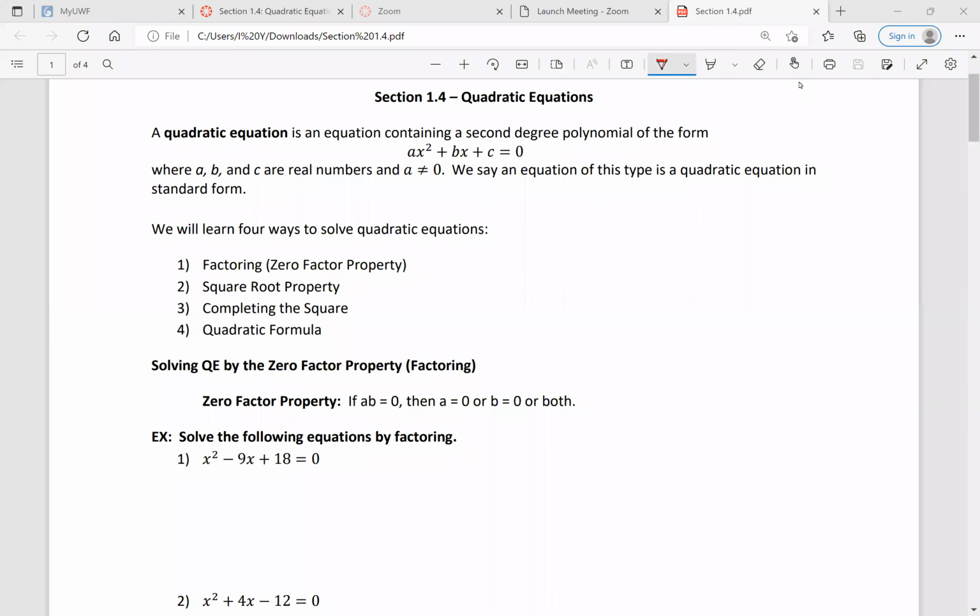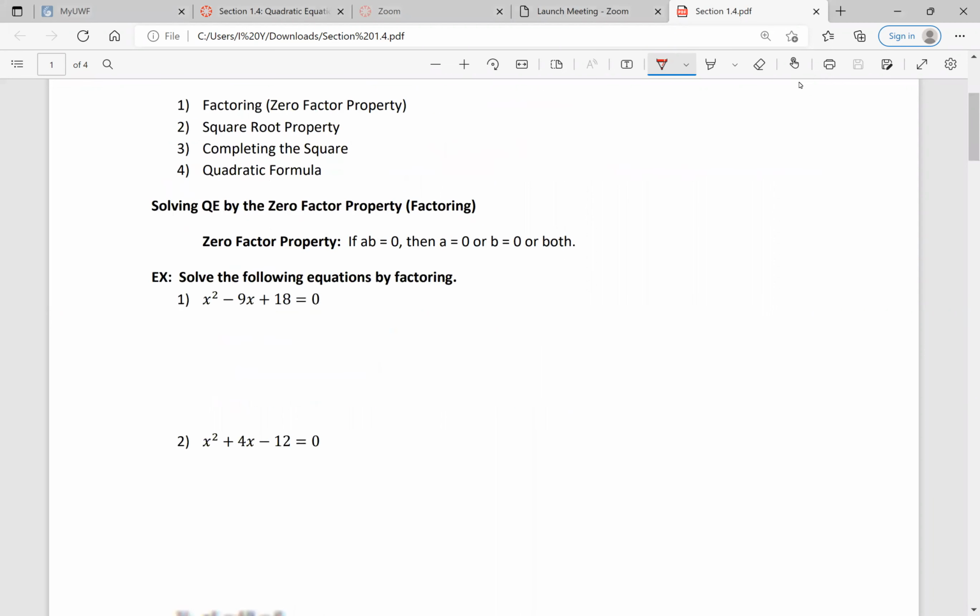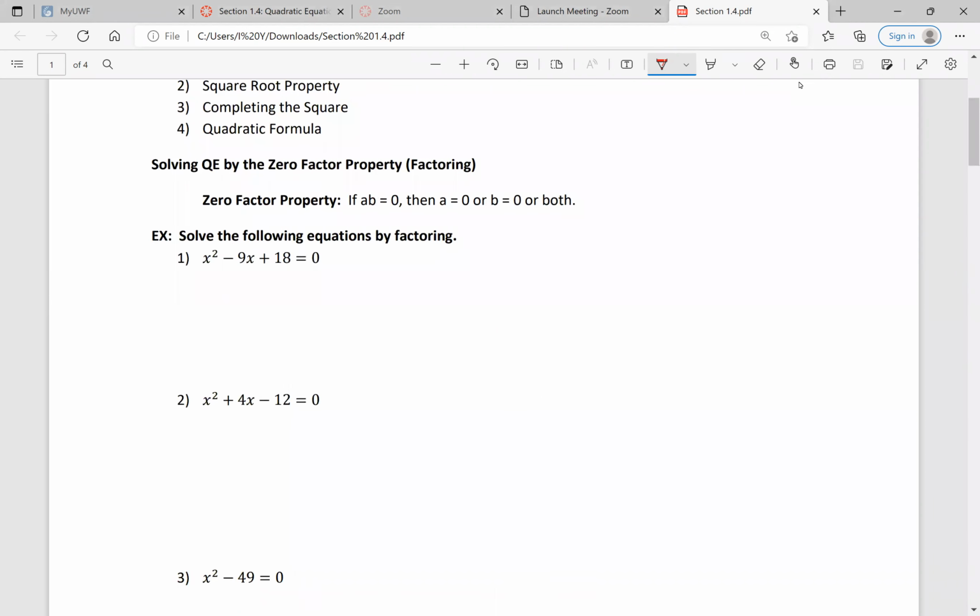So we're going to learn 4 ways to solve quadratic equations. We're going to learn factoring using the zero factor property. We're going to learn the square root property. We're going to learn completing the square, and then we'll learn the quadratic formula. So let's start with the zero factor property and how this leads to factoring.